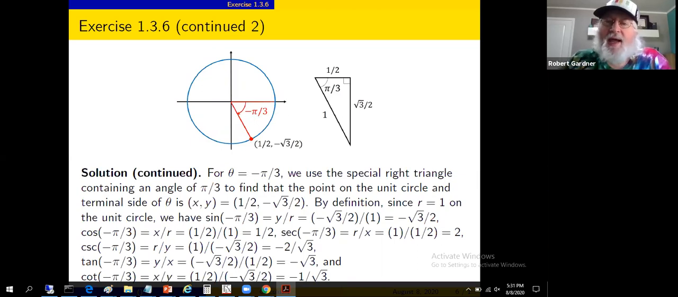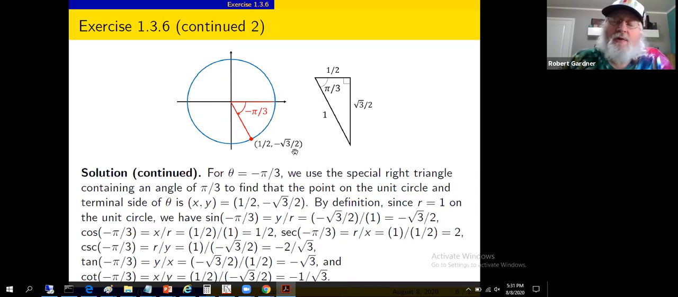Well, I can use that, and that's the reason I brought this up, to find the coordinates of this point. Because if I can find the coordinates of the point, I can find everything. All right, how far is it over? What's the x coordinate? You go over 1/2. How far down do you go? Square root of 3 over 2, and then the hypotenuse will be 1.